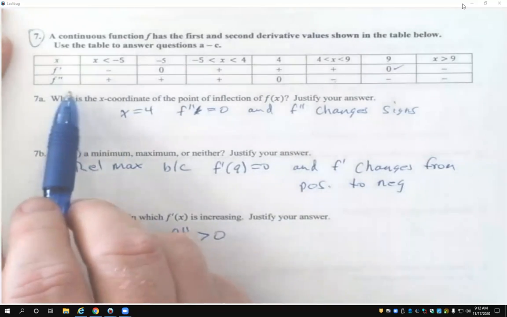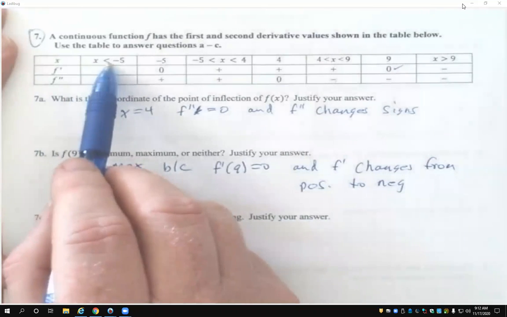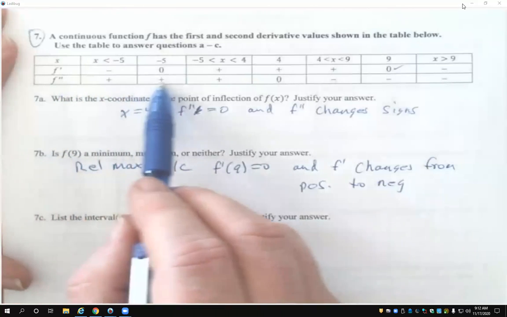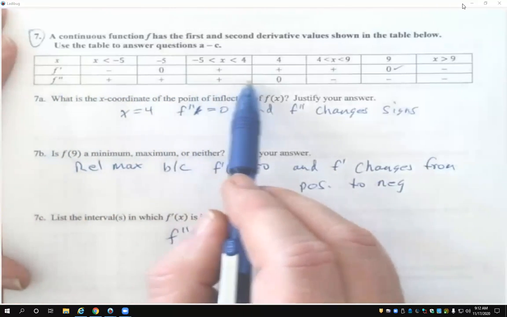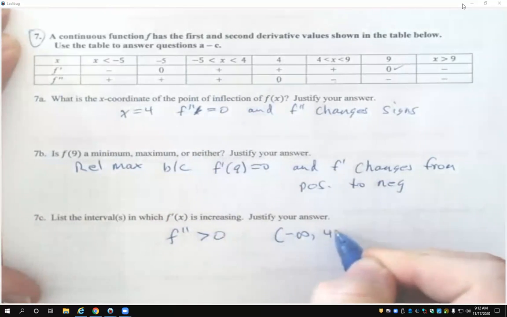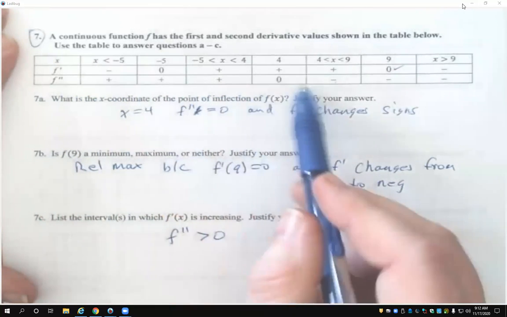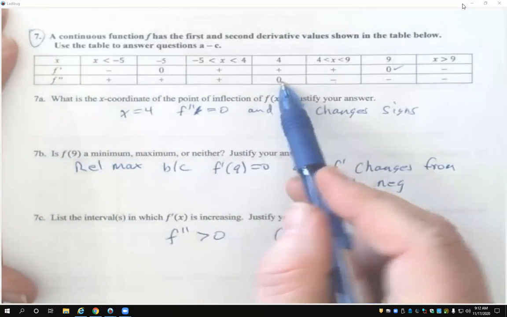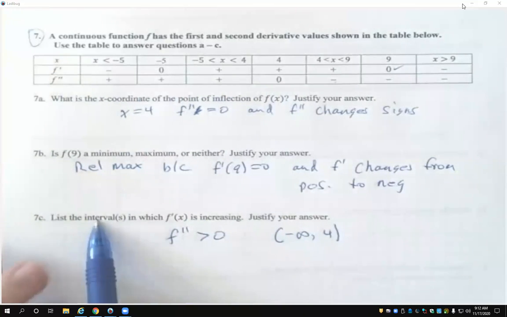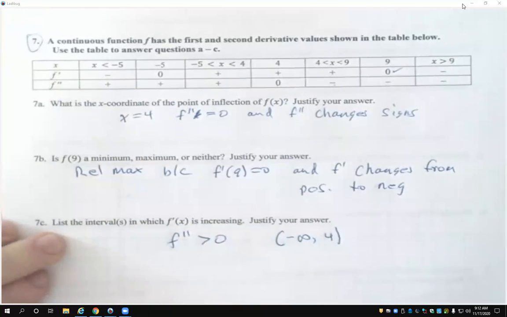F double prime is positive all the way from x less than -5. So that's negative infinity all the way through to 4. So from negative infinity to 4, f double prime is positive. Obviously when we get to 4, we're 0. So from negative infinity to 4, we are positive, where f prime is increasing when f double prime is positive. Questions?